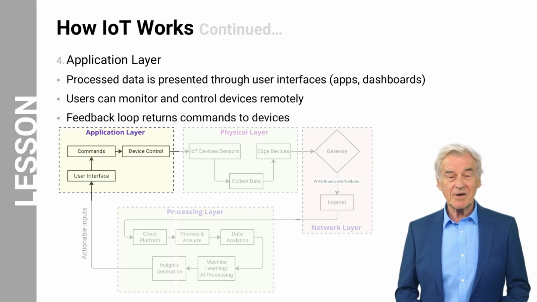Finally, in the application layer, processed data is presented through user interfaces such as apps and dashboards, allowing users to monitor and control devices remotely. This layer completes the IoT workflow through a feedback loop that returns commands to devices, enabling interactive control and automation.